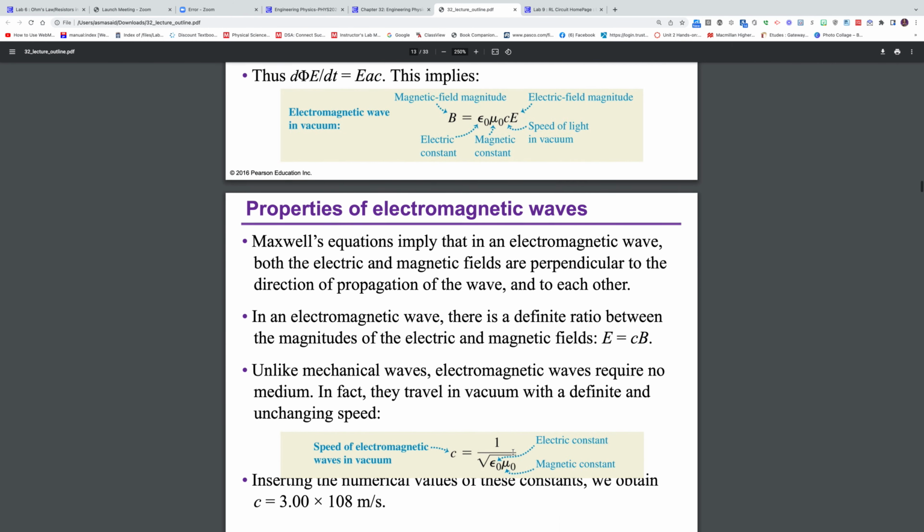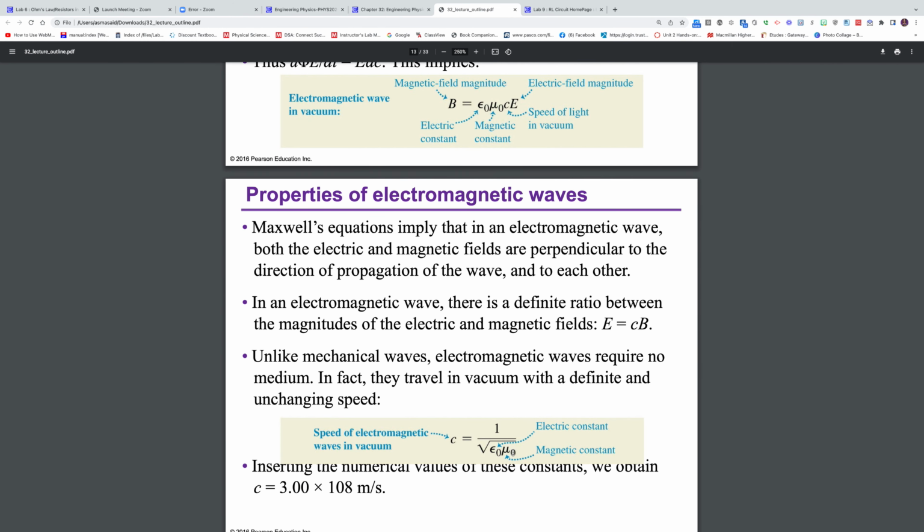Now, properties of electromagnetic waves. Maxwell's equations imply that in electromagnetic waves, both the electric and magnetic fields are perpendicular to the direction of propagation. As I said, we usually take B to be along the z direction, and E along the positive y direction, and then x is the propagation. Also, in an electromagnetic wave, there is a definite ratio between the magnitudes of the electric field and the magnetic field. They are related by C.